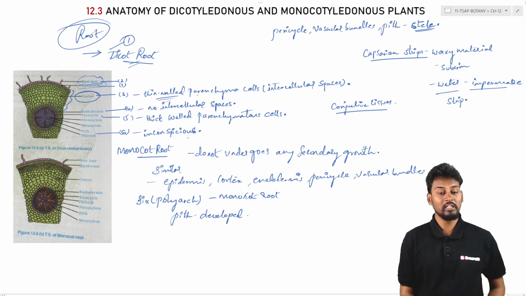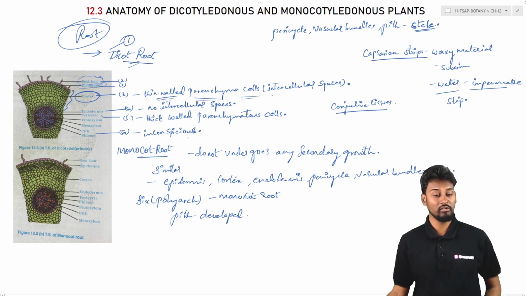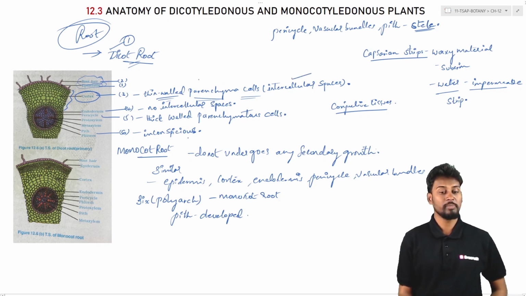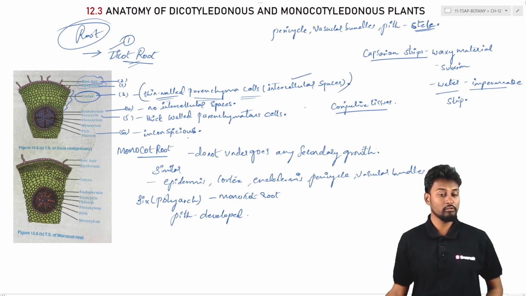Thin walled parenchyma cells are generally present, which have intercellular spaces. So we have multiple layers of parenchymatous cells arranged in many layers, consisting of thin cell walls and intercellular spaces. This is what is called the cortex.